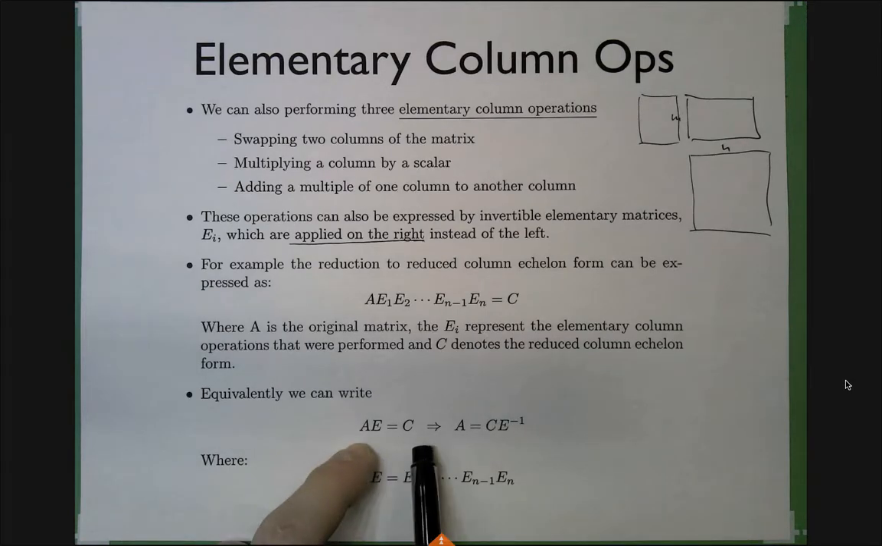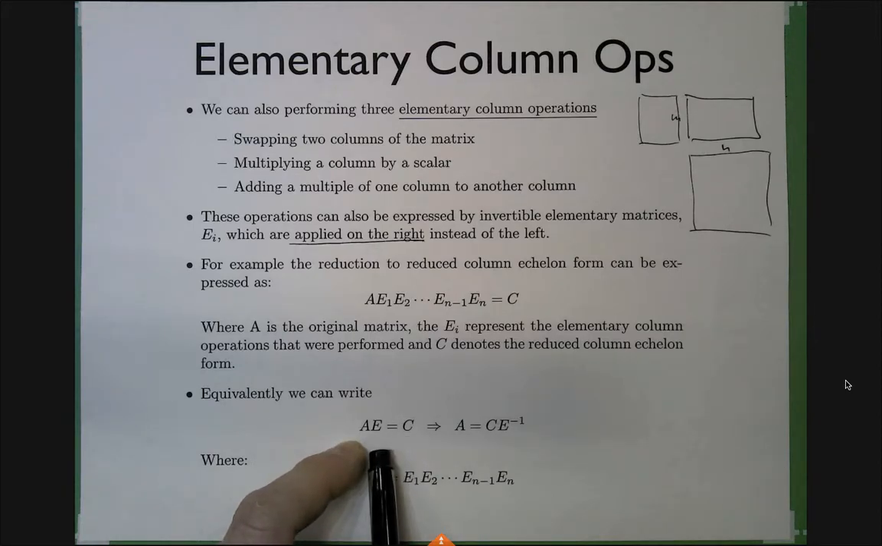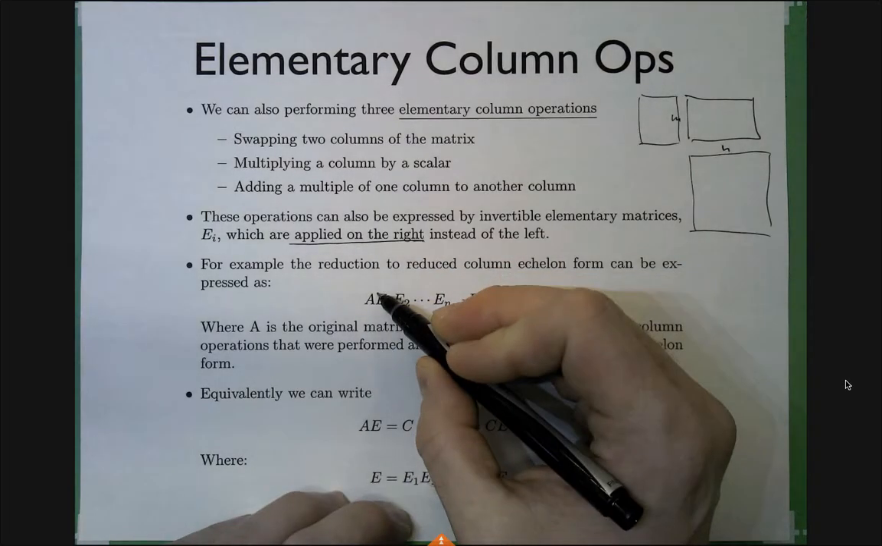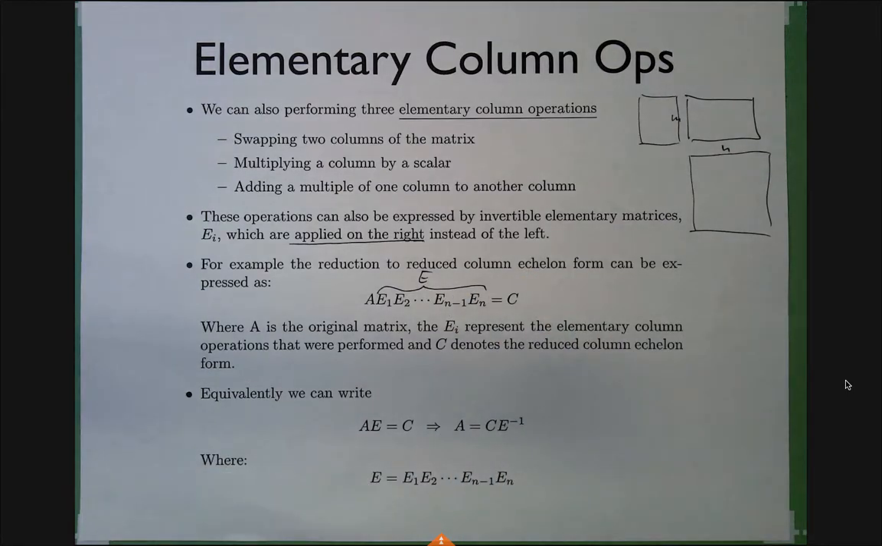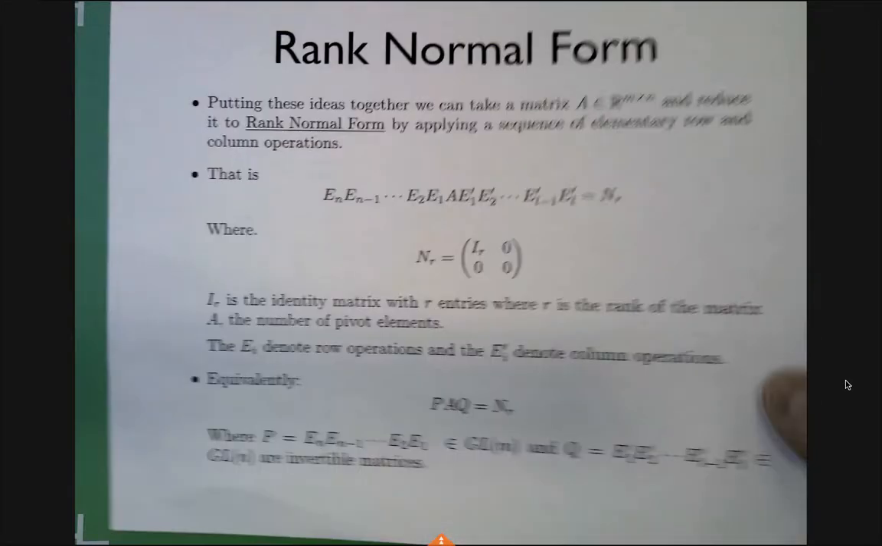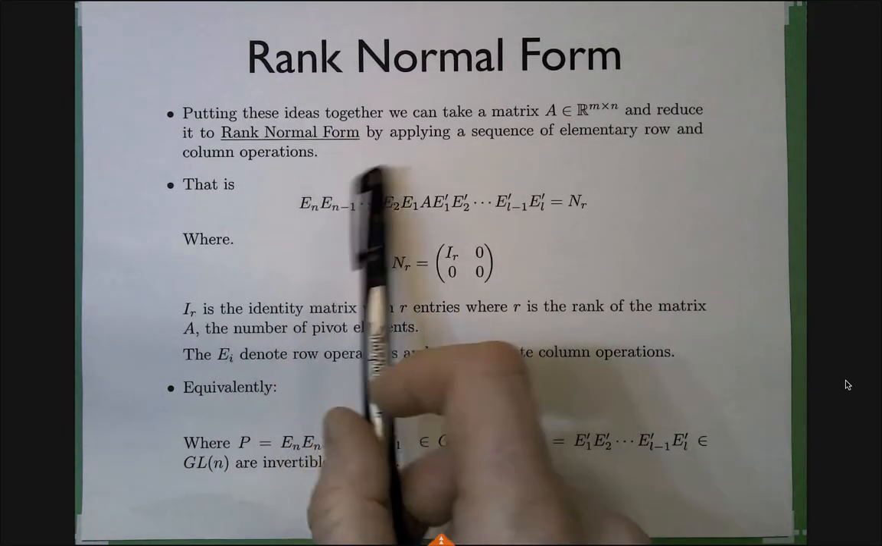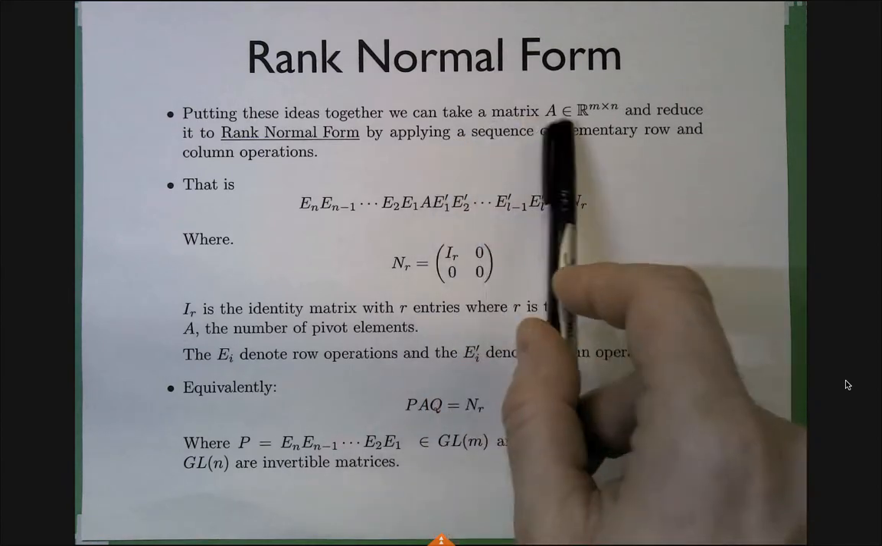So if I write it out, I get this. So the matrix gets transformed to a column echelon form by multiplying by E from the right. So I can equivalently write the original matrix by inverting this stack of transformations. So if I multiply them all together, I get some E. I know how to invert it, and I get some type of factorization of A. And what I want to get to, it's probably what we will finish with today, is the rank normal form. That's how you can find the rank of an arbitrary matrix.